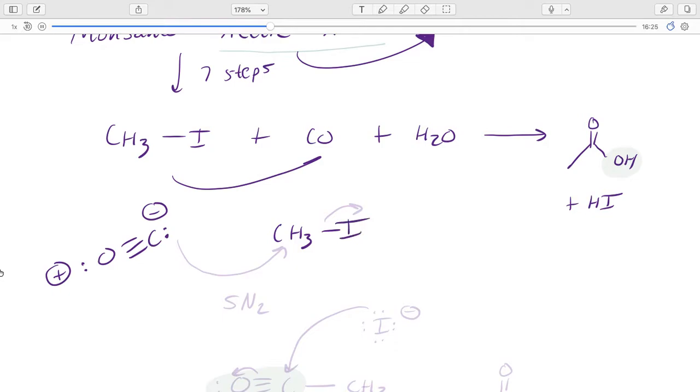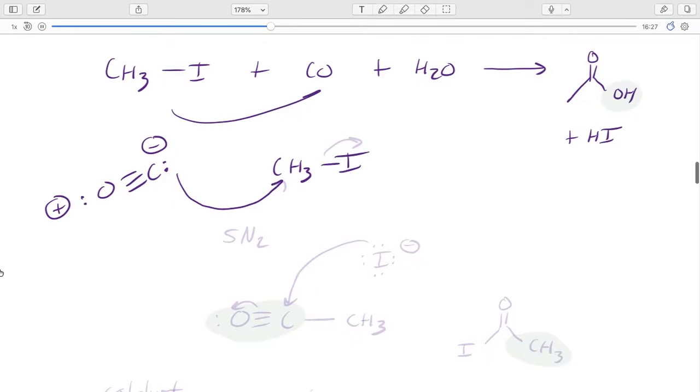If we do this, we take the carbon and attach it to the backside of the methyl group, causing the iodide to come off via an SN2 reaction. We would get OCCH3, but this triple bond, oops, don't erase it. See how that's going to get in the way?